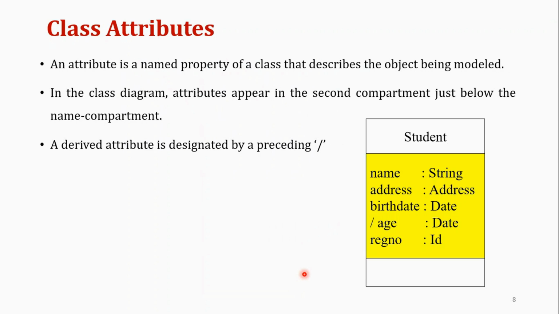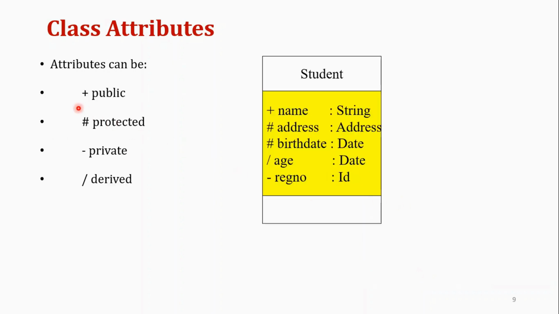Here is an example of a class diagram where Student is the class name and the middle part is attributes. The attributes are name, address, birth date, age, and register number. These are the types of the attributes, and the bottom is supposed to be operations. The slash represents an attribute derived from any one of the above. Class attributes have some scope: public is given by the plus prefix, protected by the hash prefix, and private by the minus or hyphen prefix, and the slash is a derived data type.